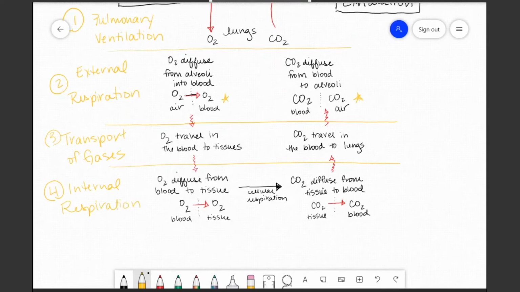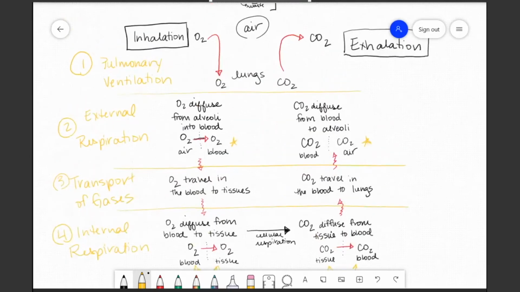And again, at this point, we said respiration was loading and unloading of gases, and here we are loading and unloading the blood to our tissue with our oxygen, and we are loading and unloading our carbon dioxide between our tissue and our blood. So what you've actually done is, with an inhalation and an exhalation of a breath, you have followed all 4 steps of respiration. You've done pulmonary ventilation, external respiration, the transport of gases, and then you've done internal respiration.